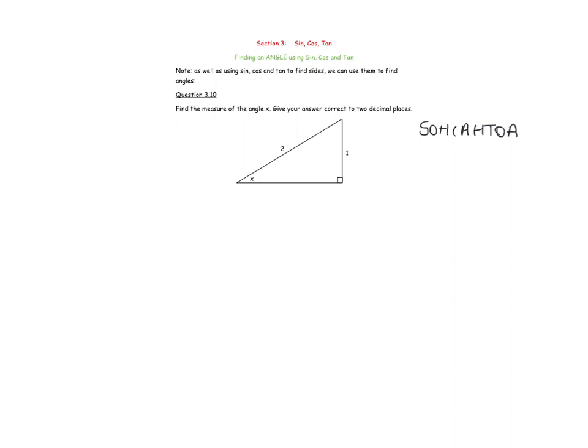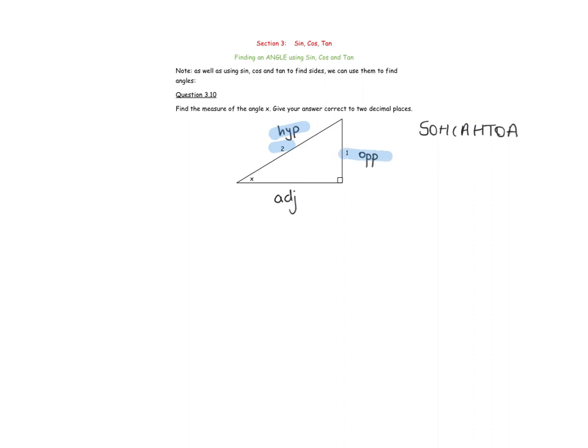Then what we have to do is label the sides. So we're dealing with angle x here. So the side that's opposite angle x is 1. The side that's opposite the right angle is the hypotenuse. And the last side is the adjacent. So in this example, we have the opposite and we have the hypotenuse.